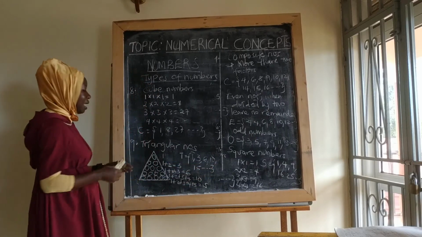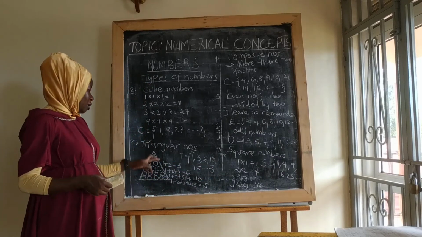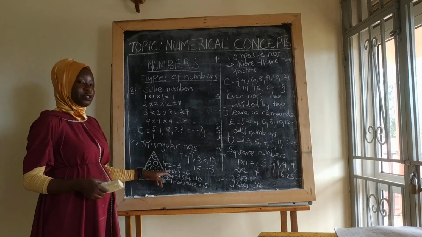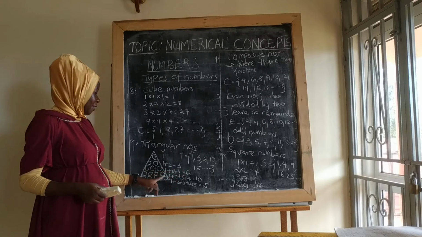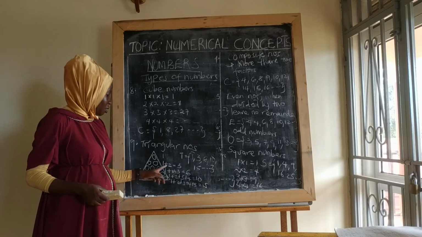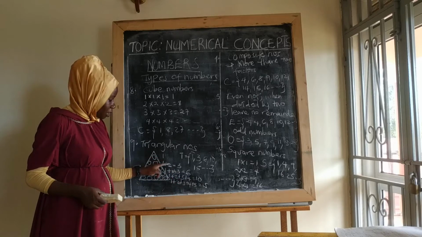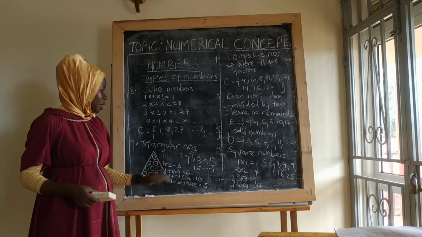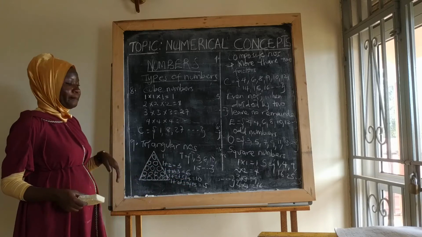We simply add successively. I had 1, I got 1 plus 2 to get 3. Then here I had 1 plus 2, then again plus 3. You see, I am adding 1, 2, 3, 4, 5 to get my set of triangular numbers.